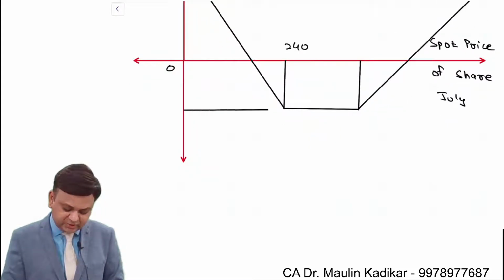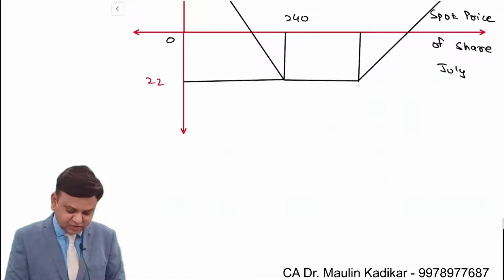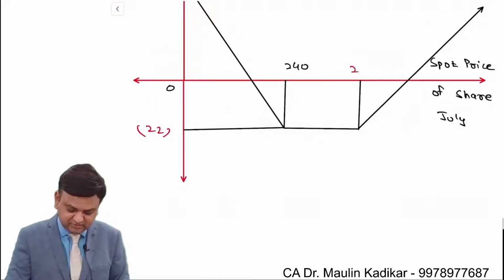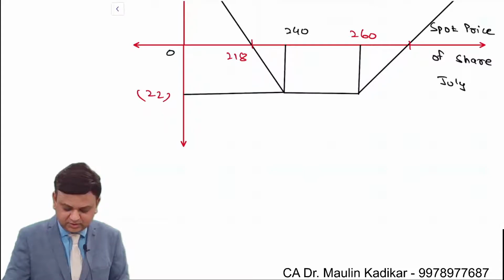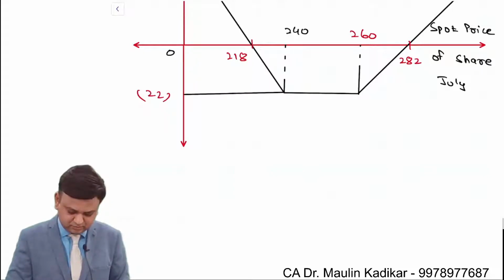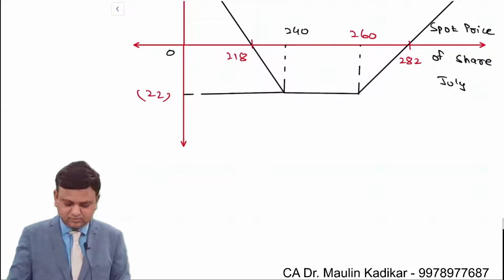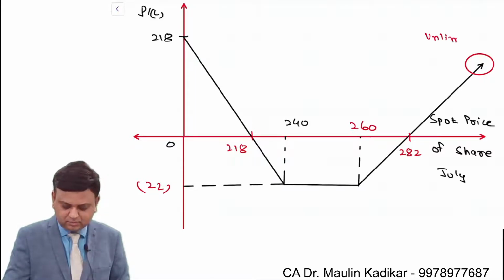There is a loss of rupees 22 when none of the option is exercised, in the price range between the two break-even points. So this is 218 and this is 282. This is the way we have the diagram, and this goes for an unlimited amount.